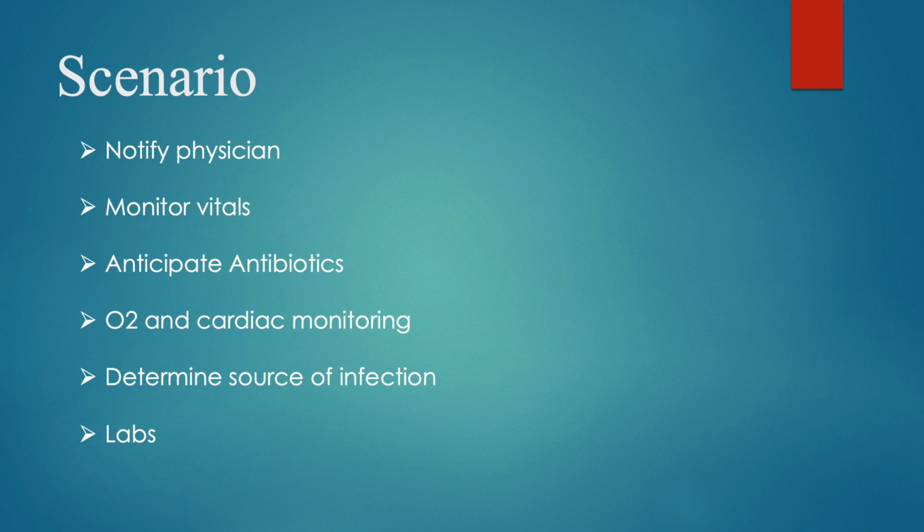Based on the patient's positive SIRS criteria and suspected source of infection, the nurse should communicate findings in a timely manner, monitor the patient's vitals and reassess regularly, anticipate administration of antibiotics, initiate IV, and provide fluids as necessary, monitor oxygenation and cardiac function, determine the source of infection by obtaining cultures prior to antibiotic administration. It's important not to delay antibiotic administration. Further labs may be requested, such as serum lactate level, glucose, arterial blood gases, and estimated glomerular filtration rate.